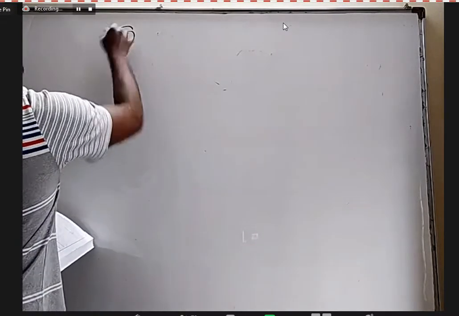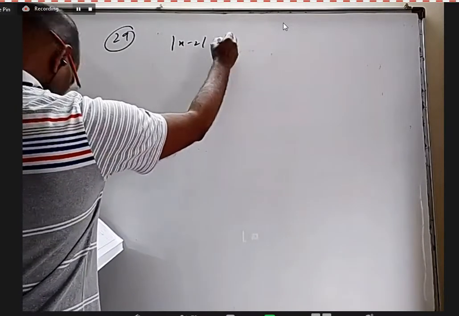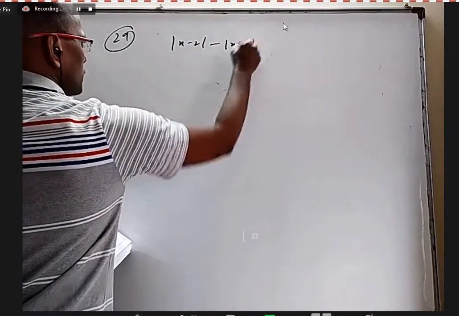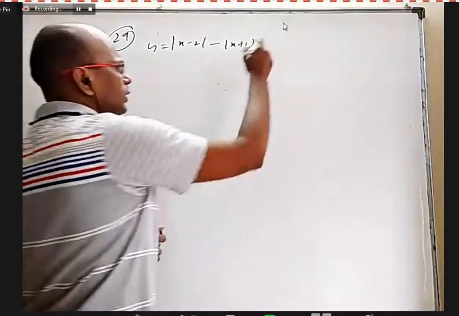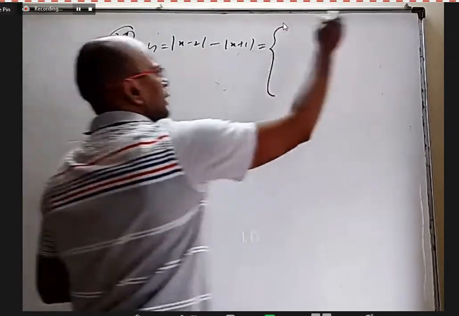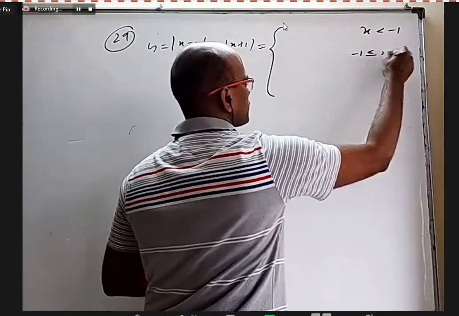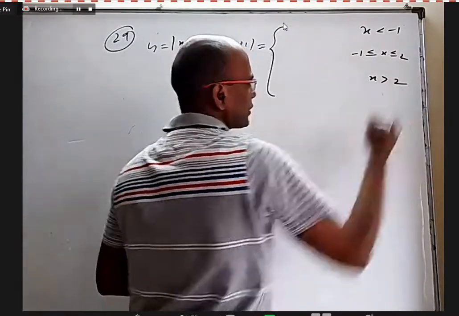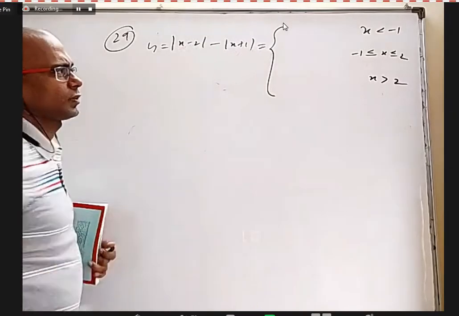Okay, so 29: mod x minus 2 minus mod x plus 1 equal to y. I want to draw the graph of this. So it has 3 parts in it. I can take x less than minus 1, minus 1 less than or equal to x less than or equal to 2, and x greater than 2. Because the sign change happens for this at 2, for this at minus 1.